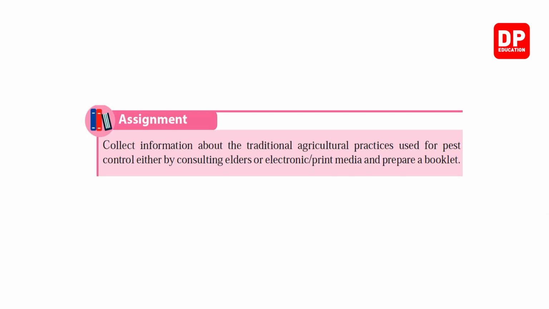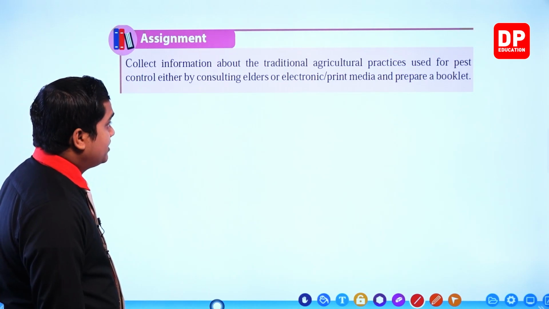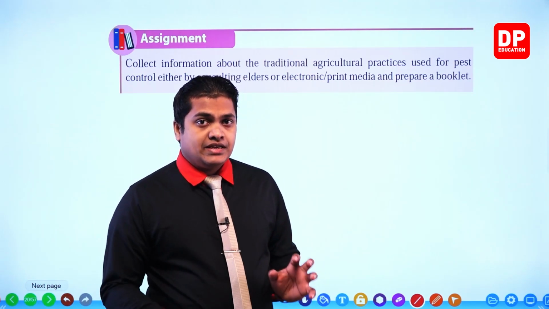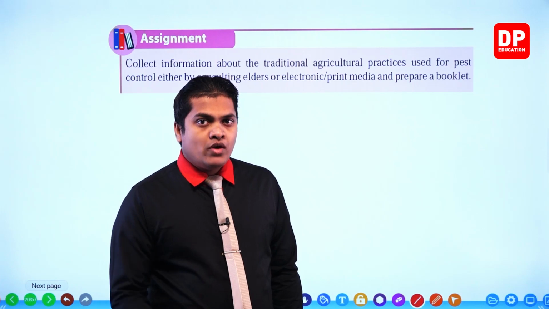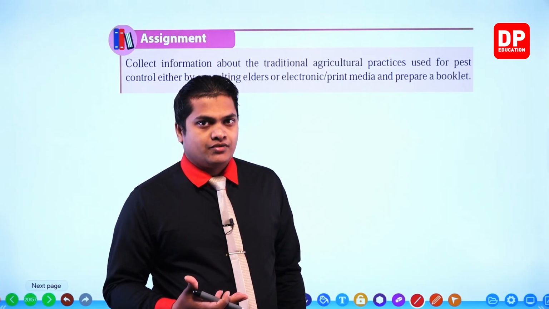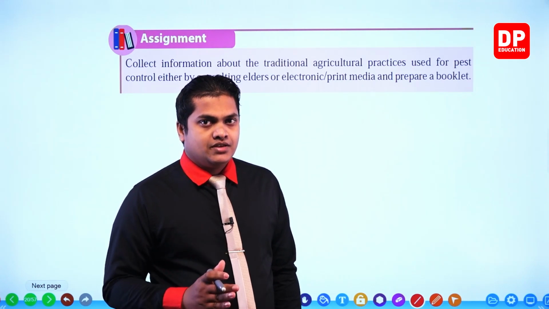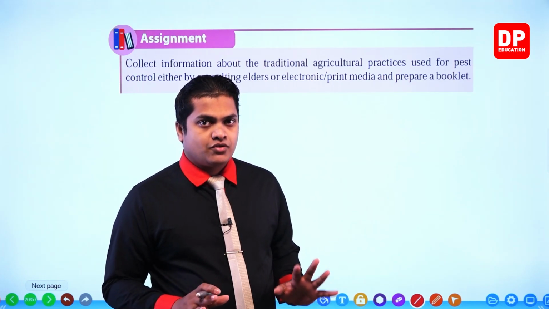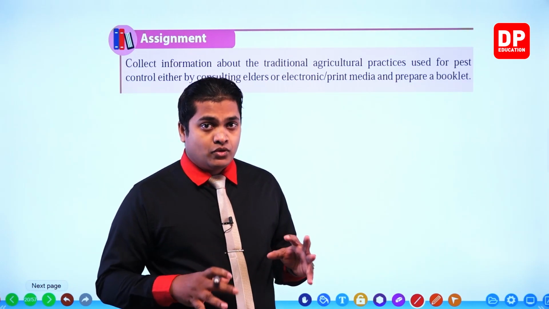So you are given an assignment then. Collect information on the traditional agricultural practices used for pest control, either by consulting elders or electronic or print media, and prepare a booklet. So within this assignment, my dear children, you have to prepare a booklet. Okay, you have to find out even more details regarding pest control methods. However, these methods should be traditional methods, my dear children. So you have to find out traditional methods of pest control, right? We have discussed several traditional methods of pest control over there. Right, there are even more methods as well.